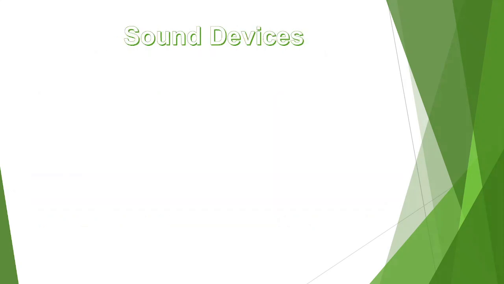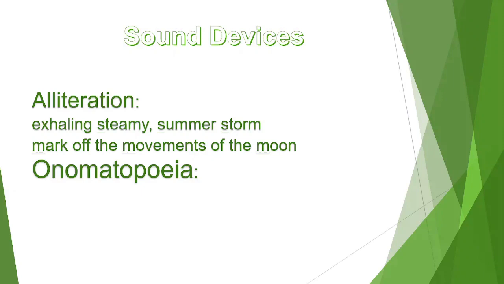Next is the sound device. So in this poem, 2 types of sound device are used: alliteration and onomatopoeia. In the first example of alliteration, the initial consonant sound S is repeated. In the second example, the initial consonant sound M is repeated.